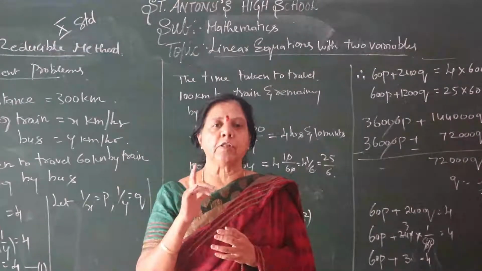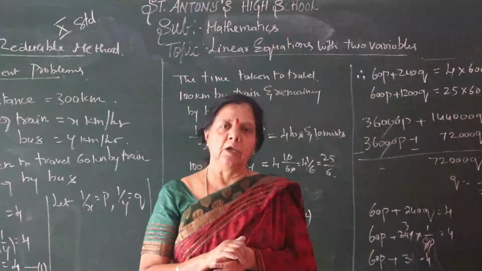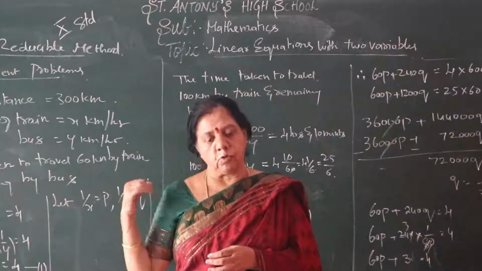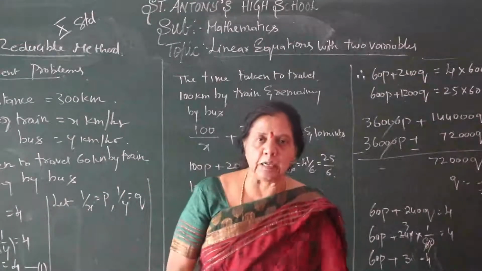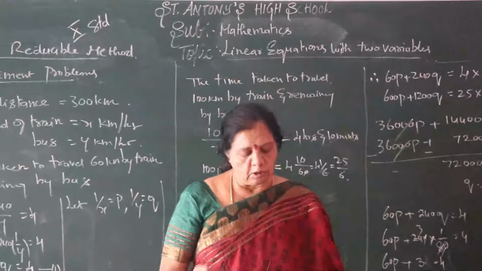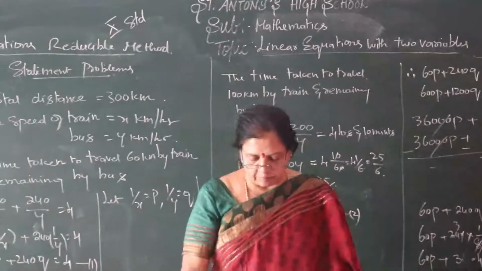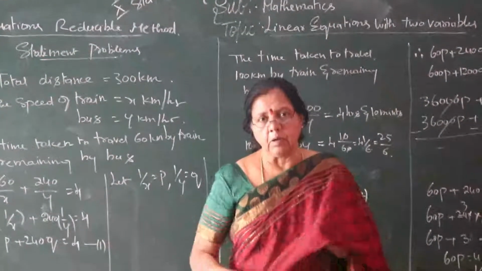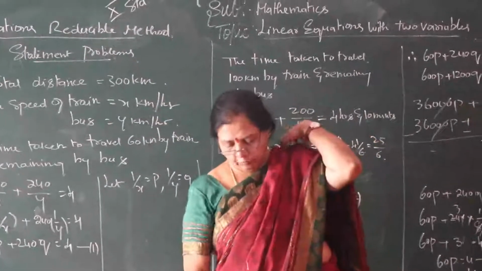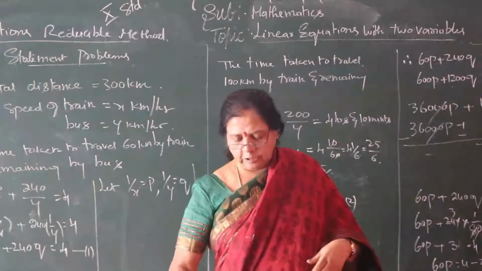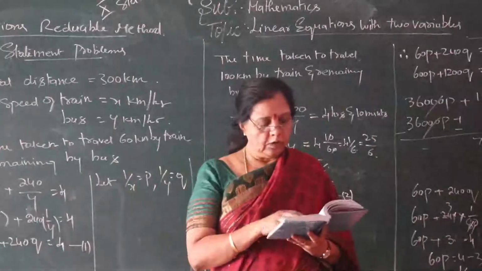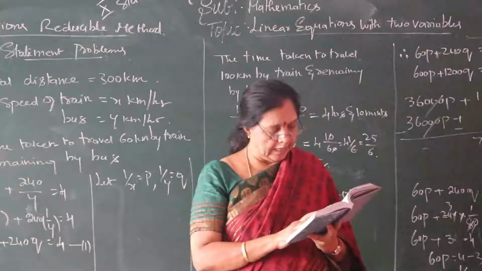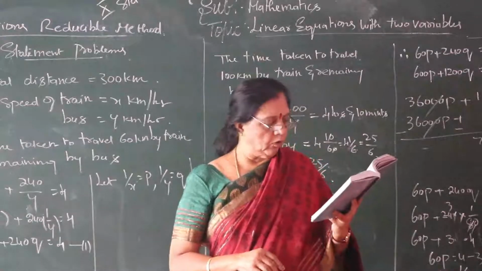So equations reducible method is over. I am going for the elimination method. Now the same sum I am going to teach you, all of you. Look into your textbook. Okay, I read out the sum now. In the sum, very carefully you try to understand, children. A little bit of confusion is there. So I read out.